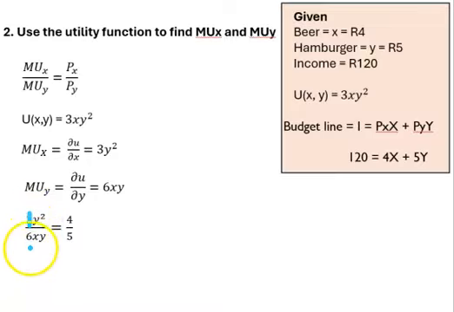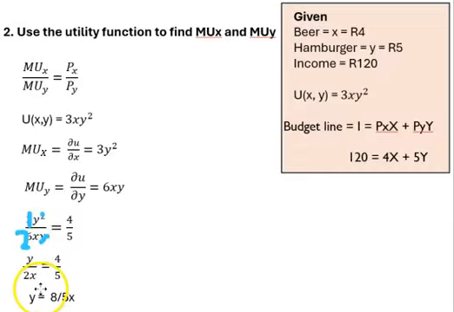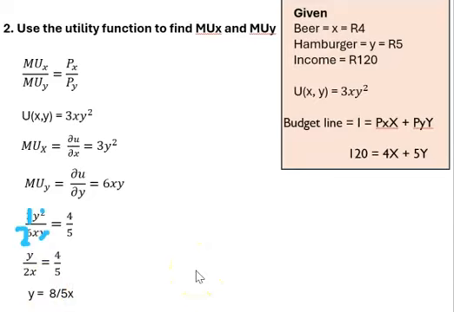And when looking at it, we can see then that 3 cancels, and here it becomes 2, right? And we know that y cancels here and it cancels here. So at the end of it, what are we left with? We are now left with y over 2x equals 4 over 5, and it gives us y equals 8 over 5x. So now we know what y is.